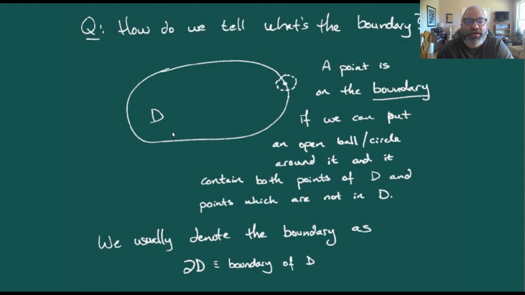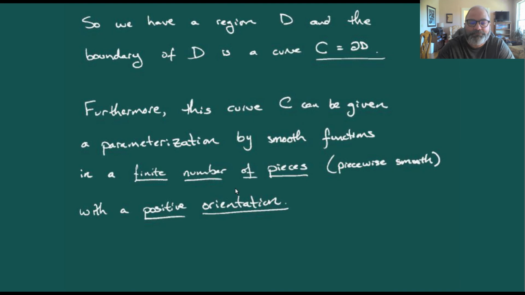And kind of, again, this notation that we typically use for boundary of a set is this partial derivative symbol applied to this set. So we're not really taking any derivatives. This is just a symbol to talk about we're dealing with the boundary. And so we've got a region D, and now we've got an idea of what the boundary of D is. And so a curve C is equal to the boundary of D.